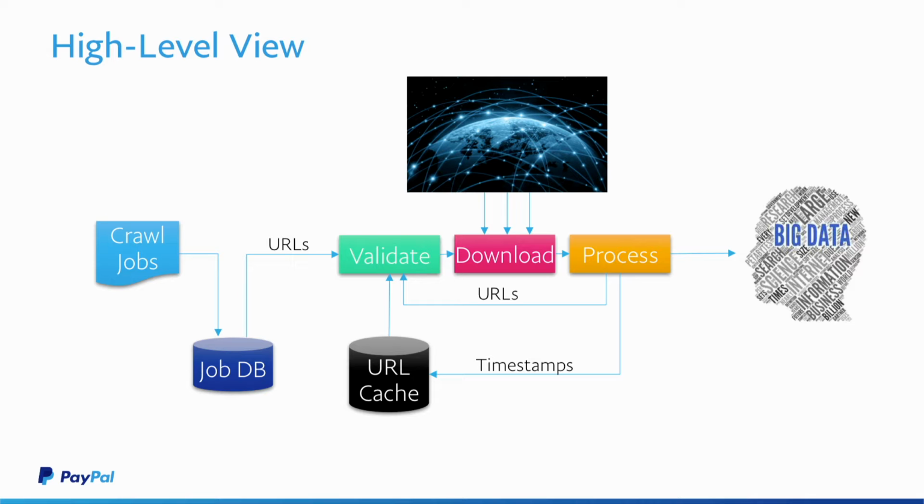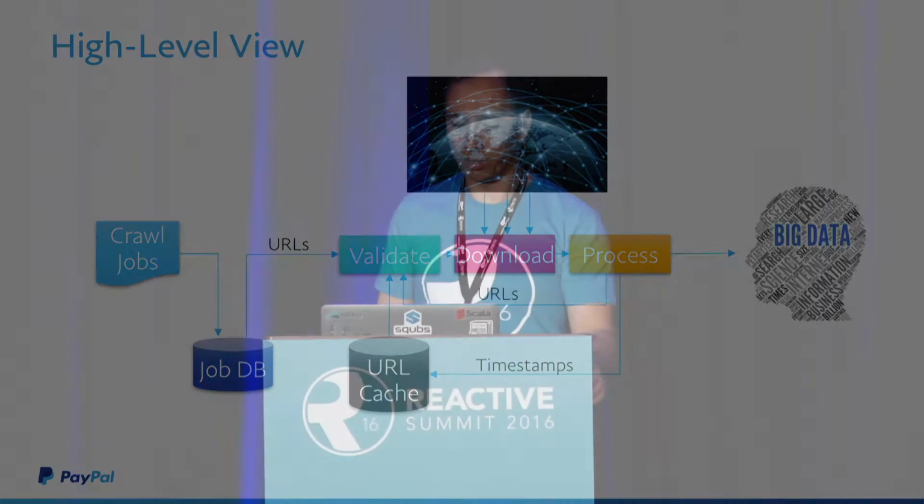So, you have a crawl job, you have got some seed URL saying, here are the places I want you to crawl. Okay? Then that goes into a database, a persistent store. I think we used MongoDB for this. It could be HDFS, could be just about anything. Then we start the job. We stream these URLs out of the database, send it to the validation phase.